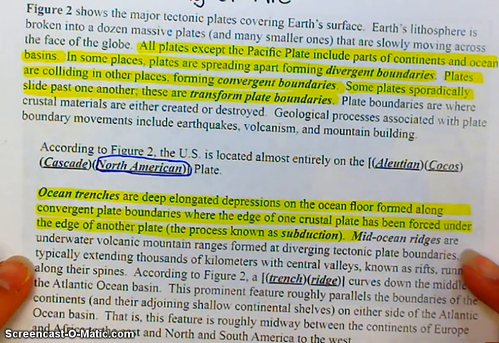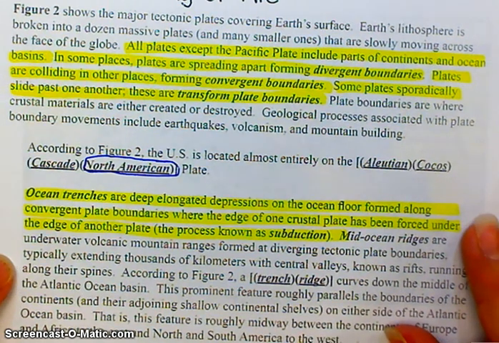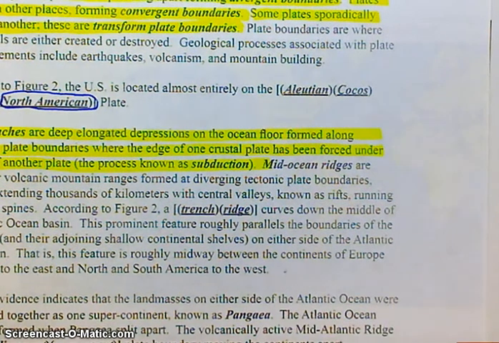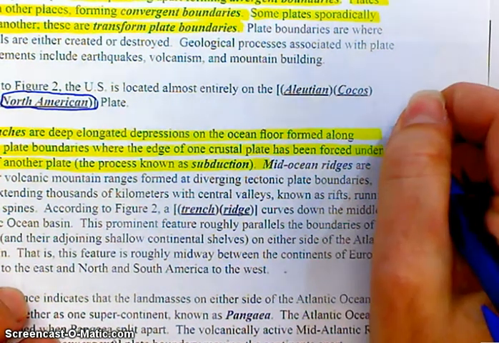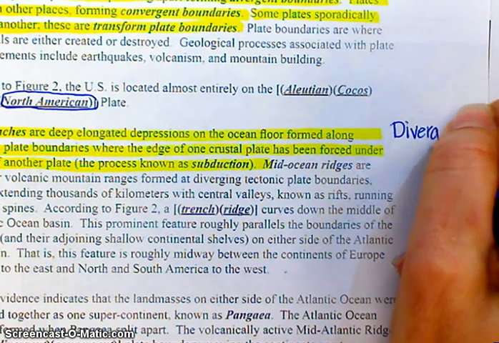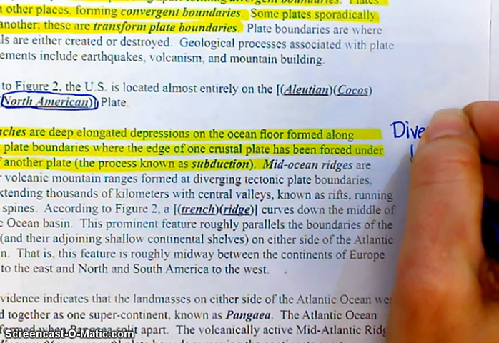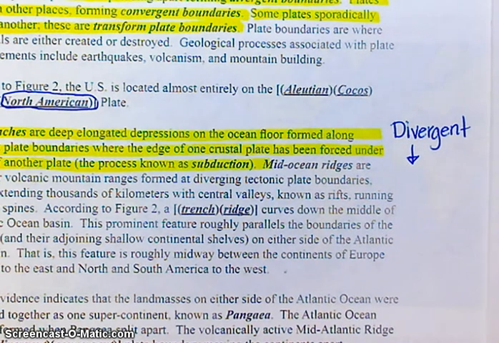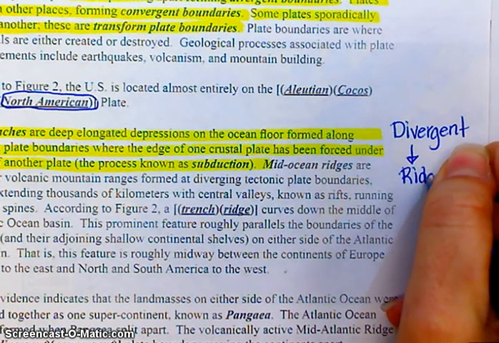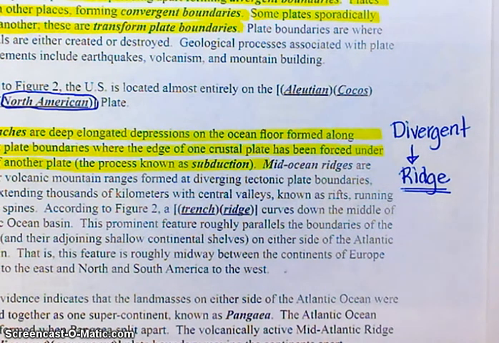Mid-ocean ridges are underwater volcanic mountain ranges formed at diverging tectonic plate boundaries, typically extending thousands of kilometers with central valleys known as rifts running along their spines. Okay, so let's think. And I'm going to put this out in the margin because I want you to write this down. In the middle of the Atlantic Ocean, we have a divergent boundary, correct? Plates are moving apart. What is in the middle of the Atlantic Ocean? A mid-ocean ridge. So where plates diverge, you get ridges.